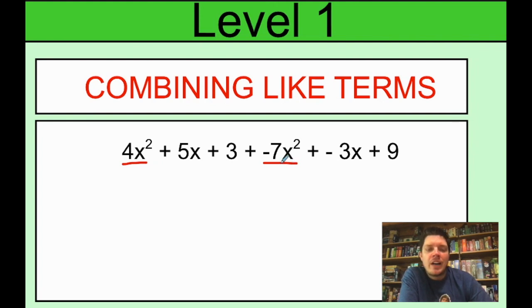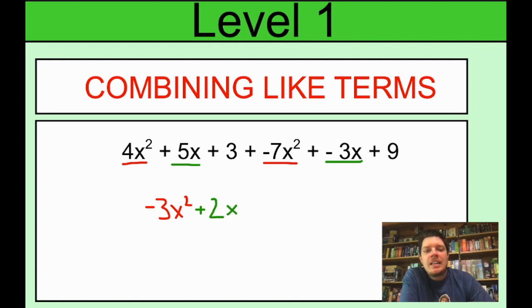So a 4x squared and a negative 7x squared together, that's going to be negative 3x squared, because we're just adding those. All those plus signs mean we're adding those together. Then I'm going to keep going down my line. We've got a regular x here, go down the line, and we've got another x right here. So a 5x and a negative 3x together, that's going to be 2x.